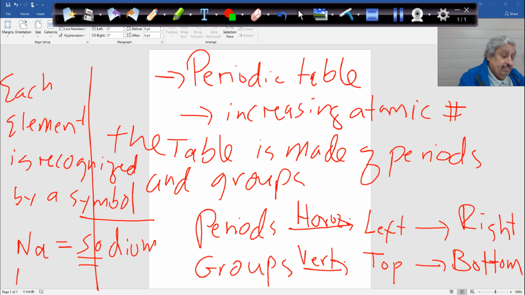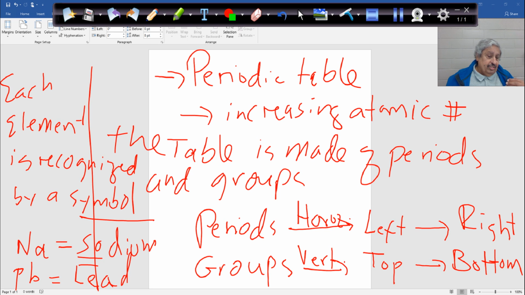Another example, lead. PB, correct? This is lead. We are not saying L-E. No, we say lead, correct? So you will see that some names are not matching. But in general, they are matching, but not always. For general rules, there are exceptions.